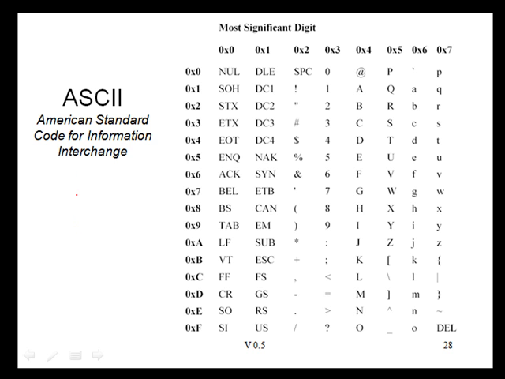This slide shows a complete table for the ASCII code. The columns here represent the most significant hex digit of the code, while these rows represent the least significant hex digit. If I wanted to find the ASCII code for a capital B, I would look for B, and this would be the most significant hex digit of 4. The least significant hex digit would be a 2, so this is going to be a 0x42.